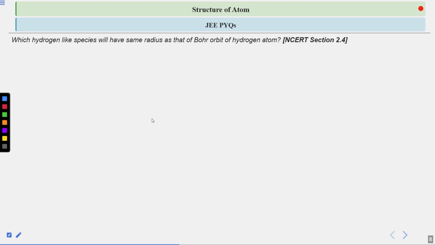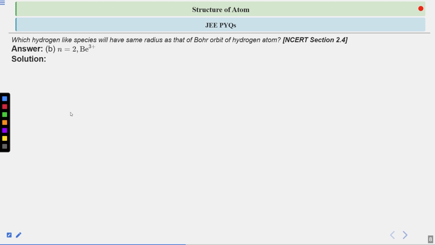The question is saying that out of these given states of different hydrogen-like species, which will have the same radius as the Bohr orbit of the hydrogen atom, which is a naught. So the correct answer is B. n equals 2 for beryllium 3 plus.